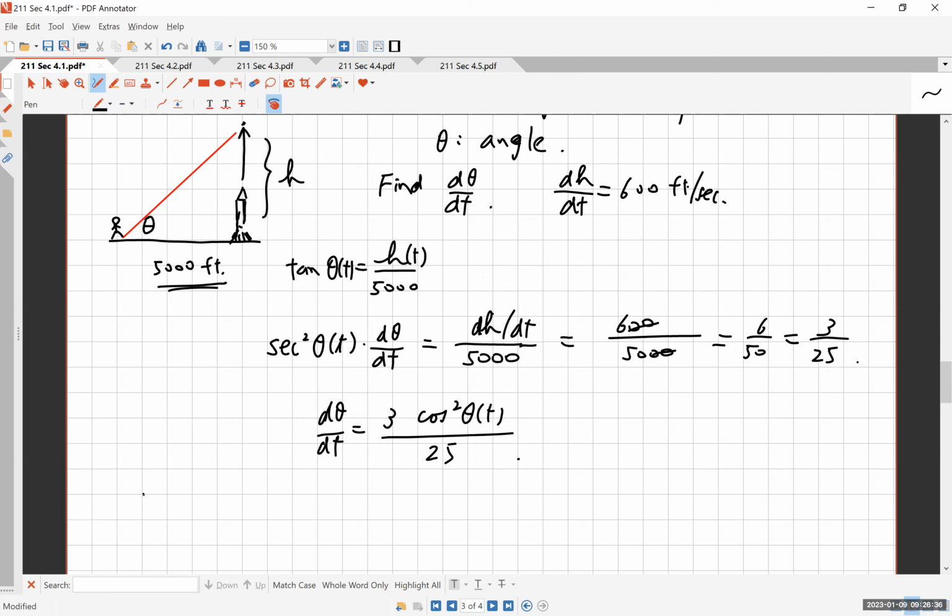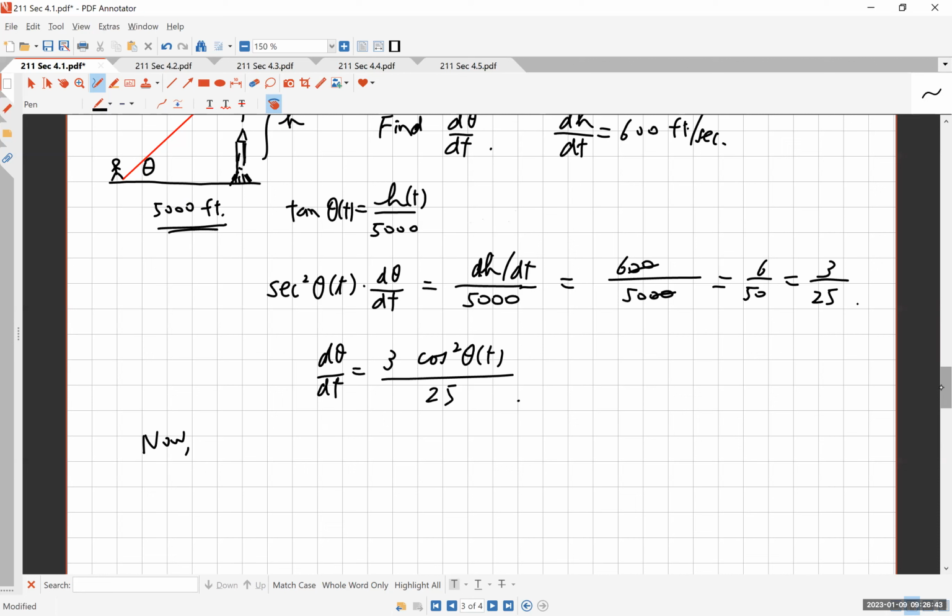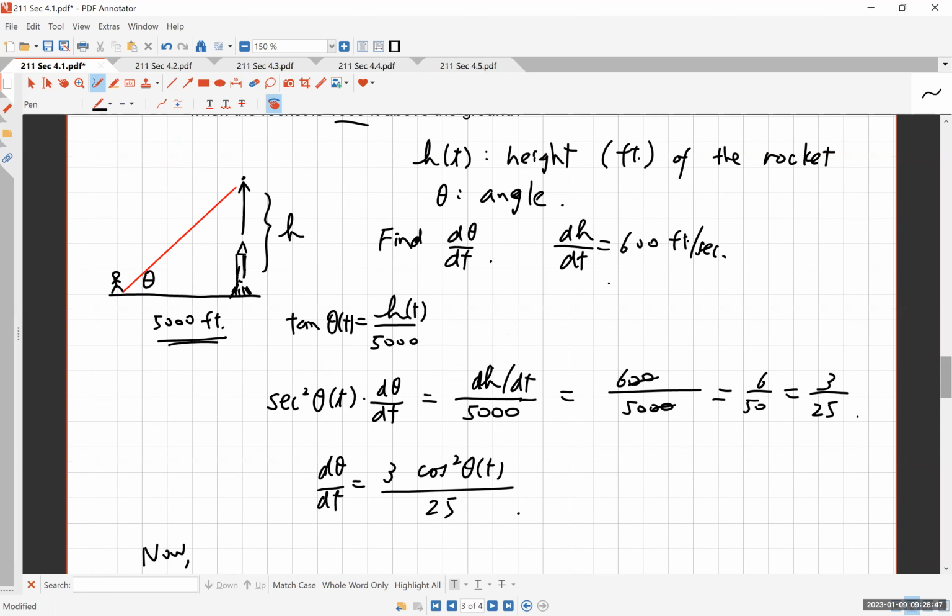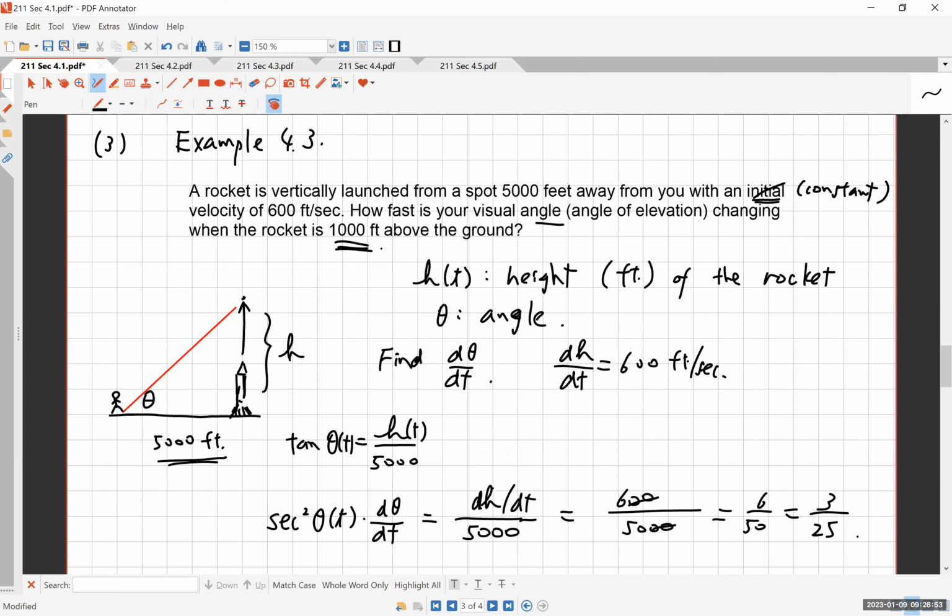Now, that's the answer for d theta dt. And you can get that as soon as you know what cosine of theta is. What is cosine of theta when the rocket is 1,000 feet above the ground?